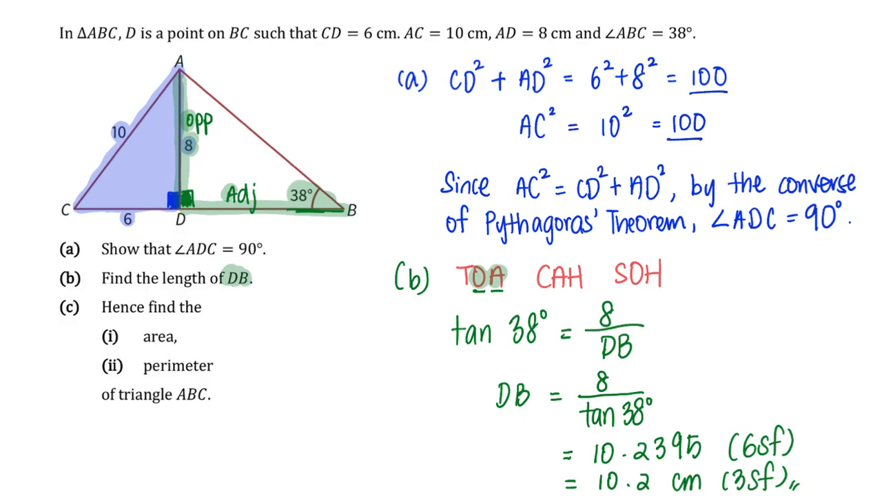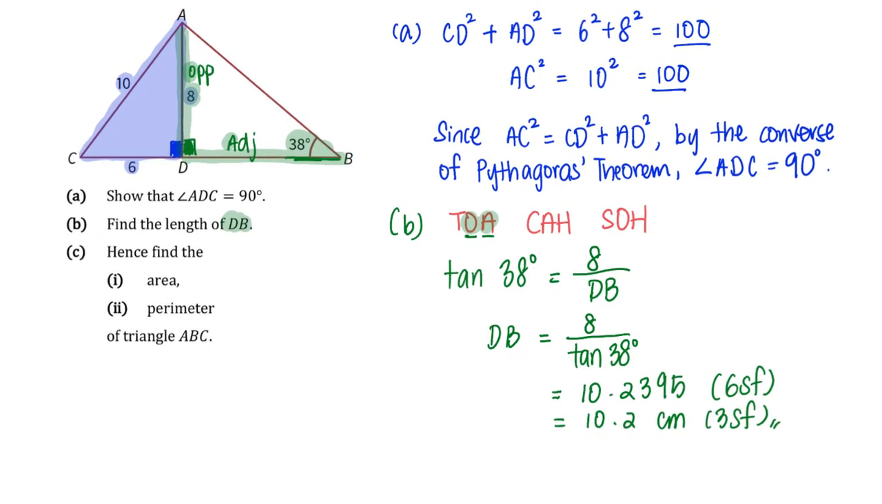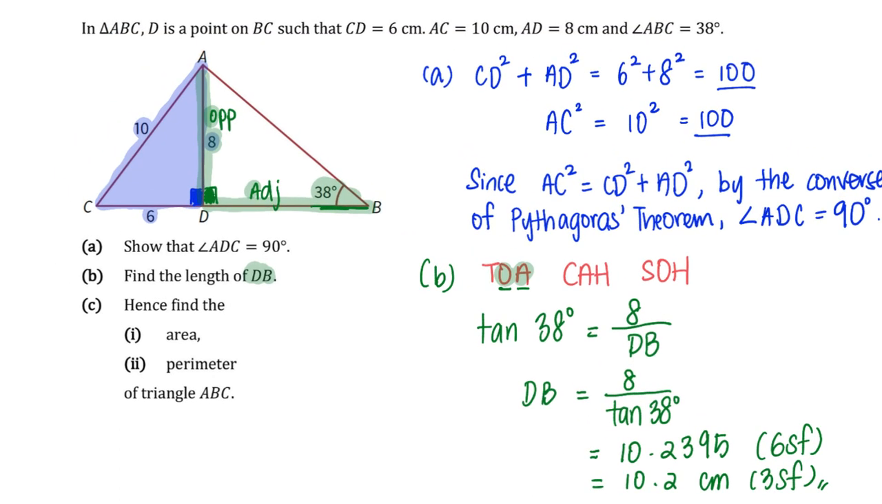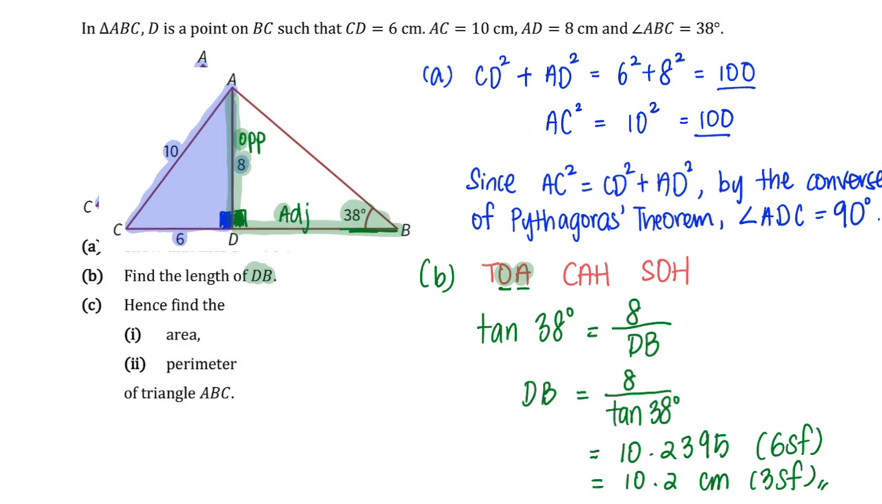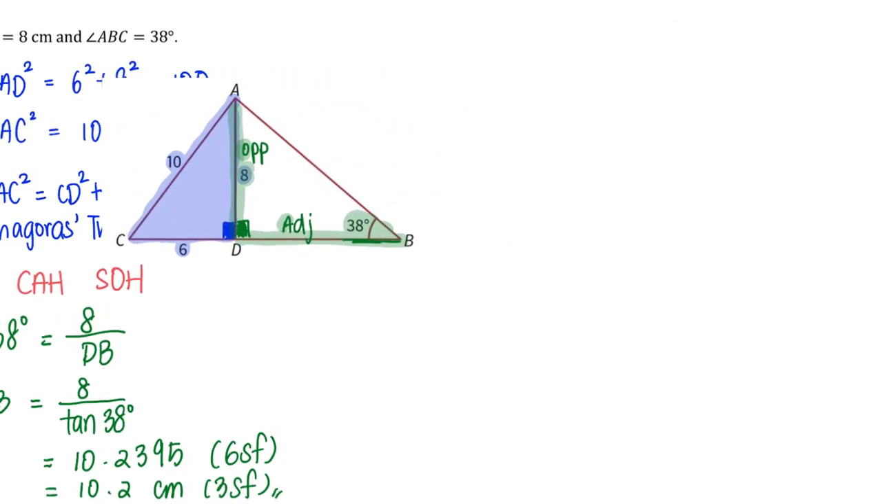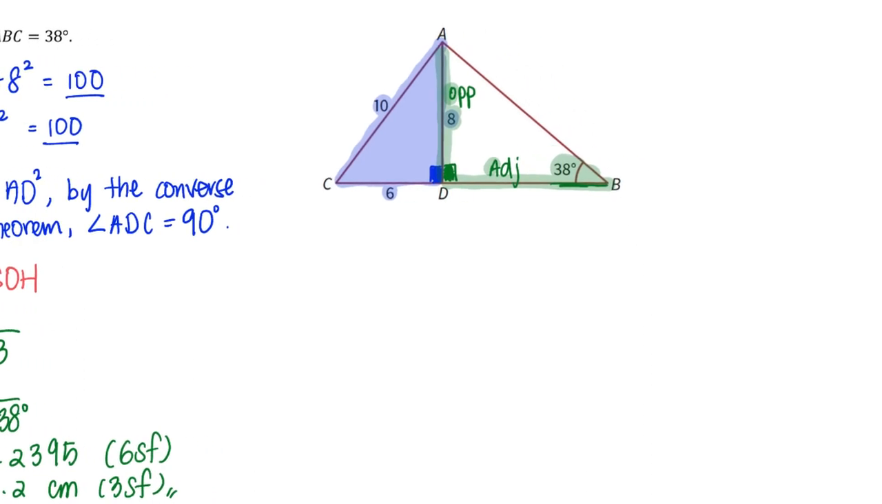Next, find the area and perimeter of this particular triangle ABC. To find the area of triangle ABC, it is pretty straightforward. Come, let me just duplicate this triangle so that I can create more space at the side. So give me a while. Okay, come, let's focus on my part C here.